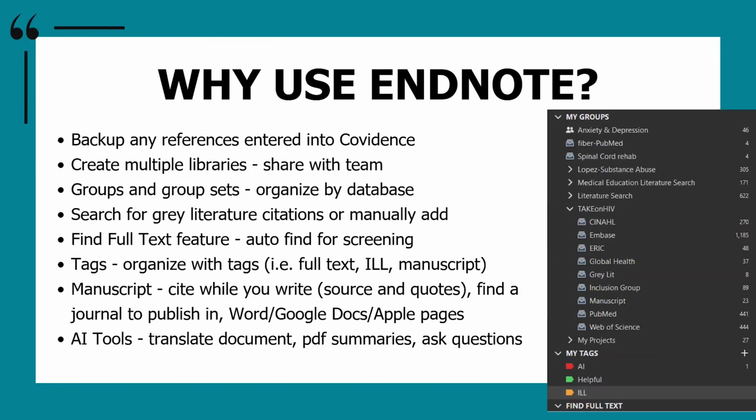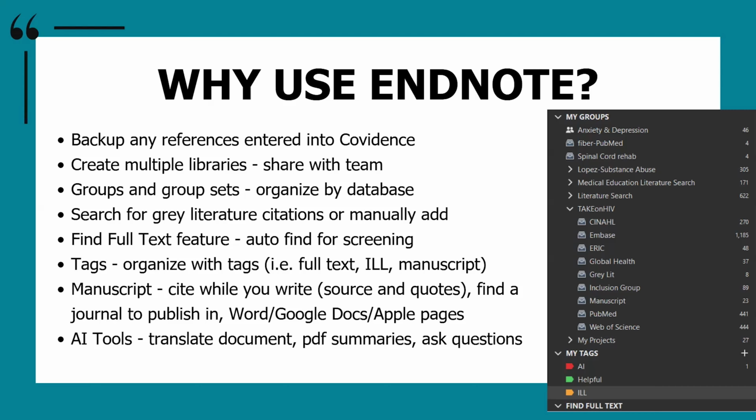Why you should use EndNote in any sort of review. Although Covidence does a really good job at selecting and keeping track of the numbers of citations and you can choose what sources you get them from, EndNote's really nice because it helps create a backup to your Covidence. So if anything ever happened, you would have another place where this information is stored. You can create multiple libraries to share with your team. You can also organize them by using groups or group sets.